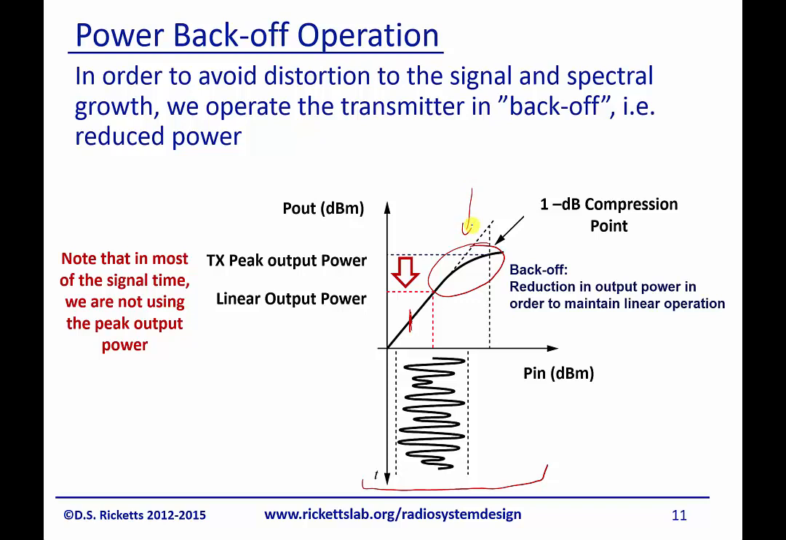So there's sort of this trade-off. I want linearity, but I also want low power. Low power means we're constantly trying to move this 1 dB point back, and linearity says we're constantly trying to move it out. So there's a trade-off in many systems between efficiency versus linearity, and we're going to talk about that in a future module.